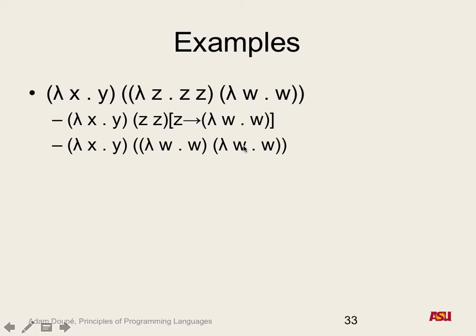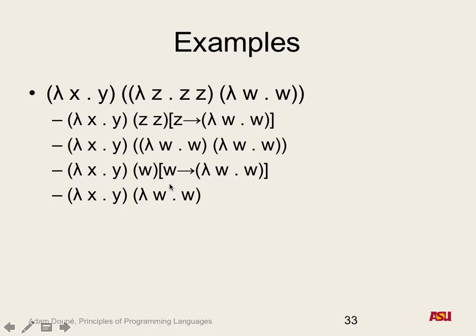So let's do the inner one again, because that sounds like fun. Here, I'm going to replace inside the body this W with lambda W dot W. So that's going to give me what? Lambda W dot W. So now how many choices do I have? One. So now what's going to happen when I do this? You can think of this as a function that takes in anything and returns what? A constant value.